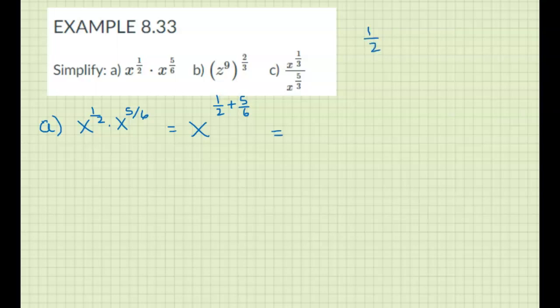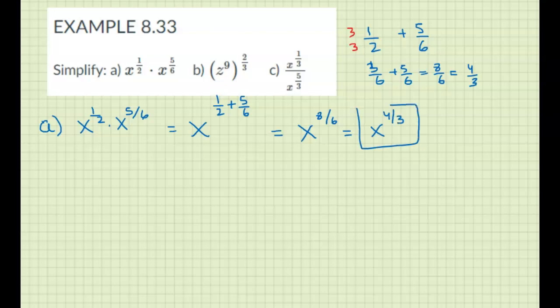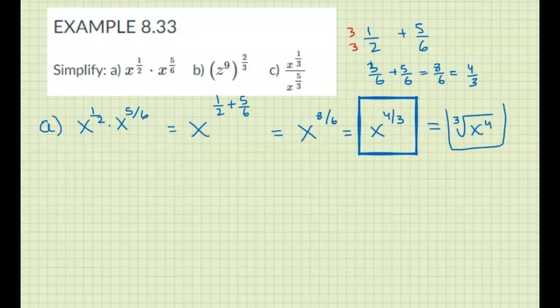Right, 1/2 plus 5/6. You have to get the same denominator, so this is multiplied by 3. So this is 3/6 plus 5/6, which is 8/6. Right, so this is x to the 8/6. And you can reduce this fraction, they both divide by 2. You get x to the 4/3. Alright, it's okay to keep it like this. If you want to write it in terms of radical, this is going to be cube root of x to the 4. So that's a good answer too.